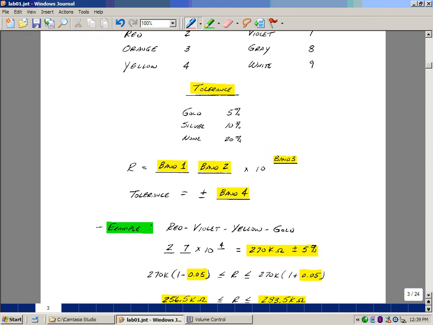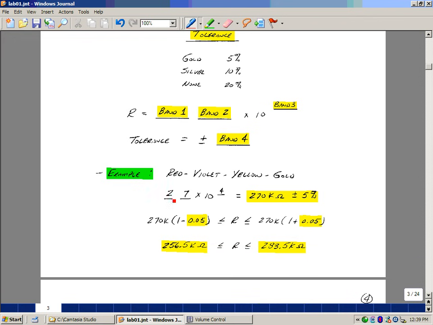Just as an example, suppose that we had a resistor. If you look above here, red is 2, violet is 7, yellow is 4, and gold is 5%. So what that means is that this 270,000 ohm resistor is really between two possible values: 5% above and 5% below that value. So somewhere between 256.5K and 283.5K is the actual value of that resistor. We're going to use an instrument to measure our resistors and see, again within some range of values, what its true value is.